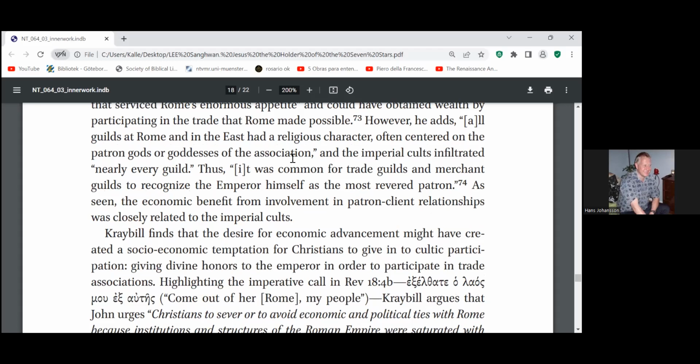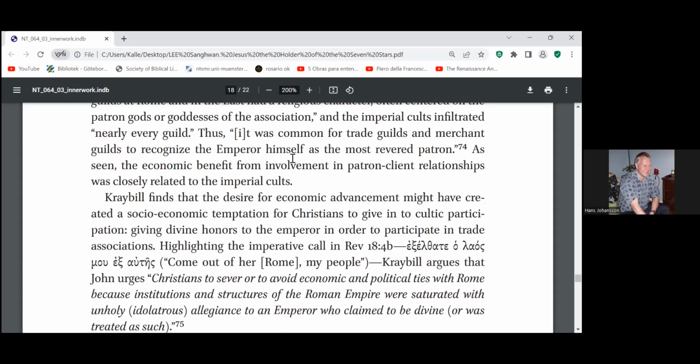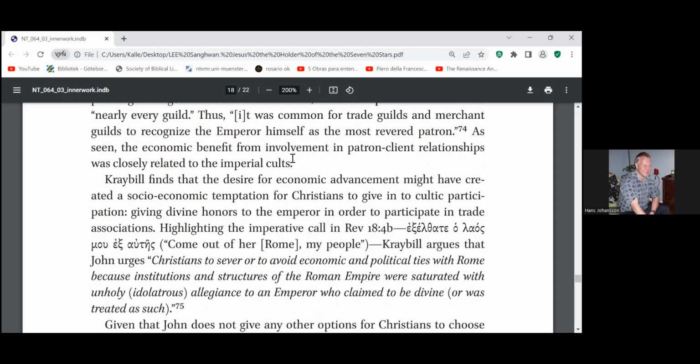However, he adds, all guilds at Rome and in the East had a religious character, often centered on the patron gods or goddesses of that association. And the imperial cults infiltrated nearly every guild. Thus, it was common for trade guilds and merchant guilds to recognize the emperor himself as the most revered patron.